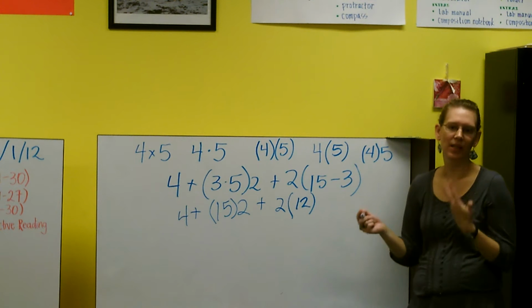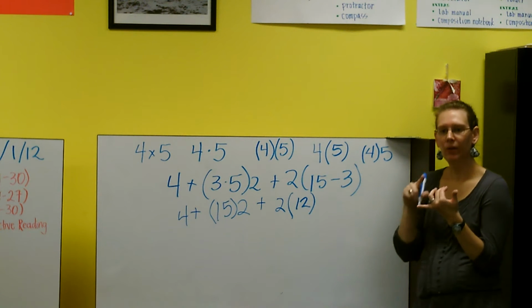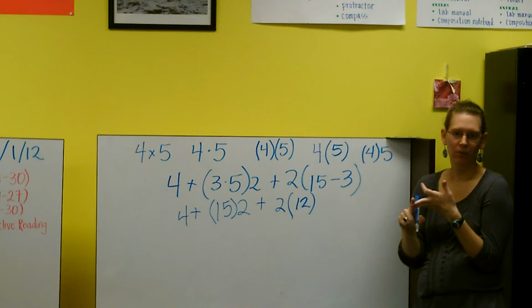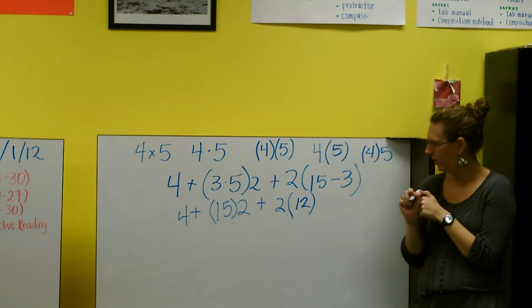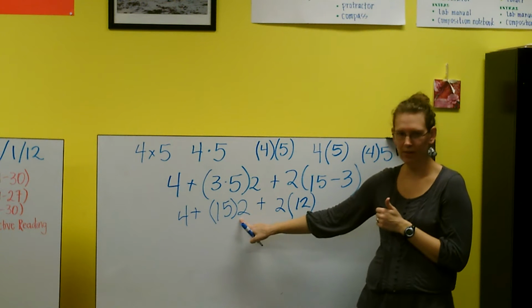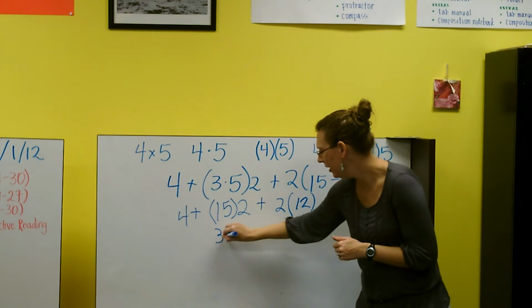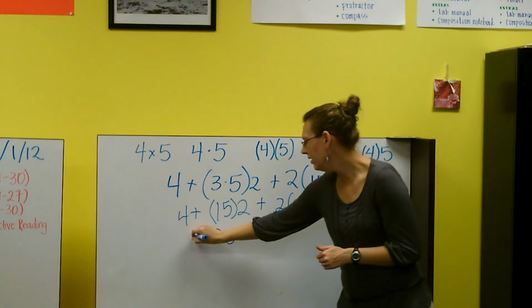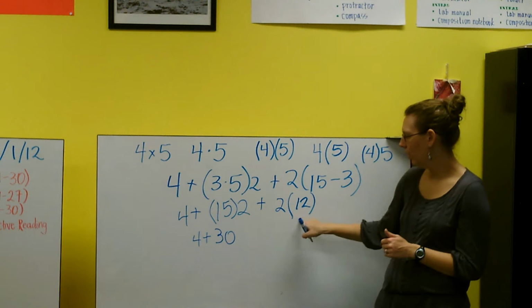Now our next step, we're going to simplify further. We did our parentheses. We don't have any exponents. What do we do next? We multiply. Do we have to multiply anywhere here? We know if it's next to the parentheses, that means multiply. So, Jamaica, what's 15 times 2? 30. Good. So we can drop our 30. Keep all of our signs. So 4 plus 30.